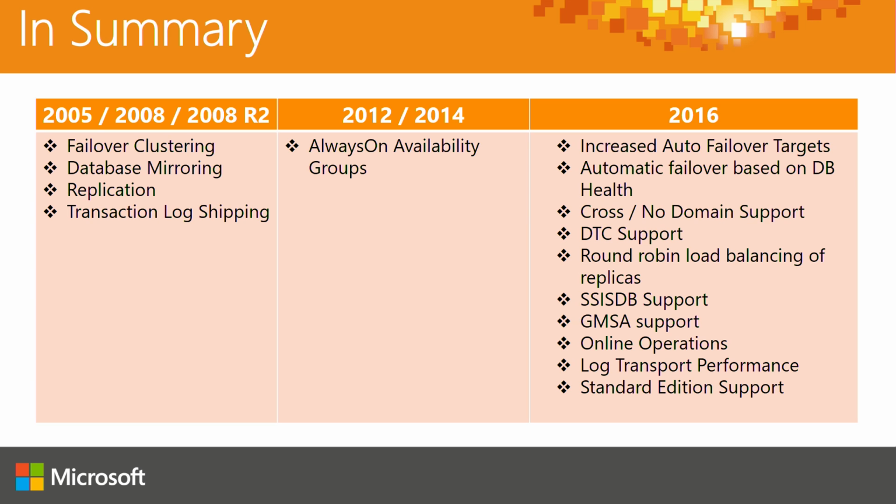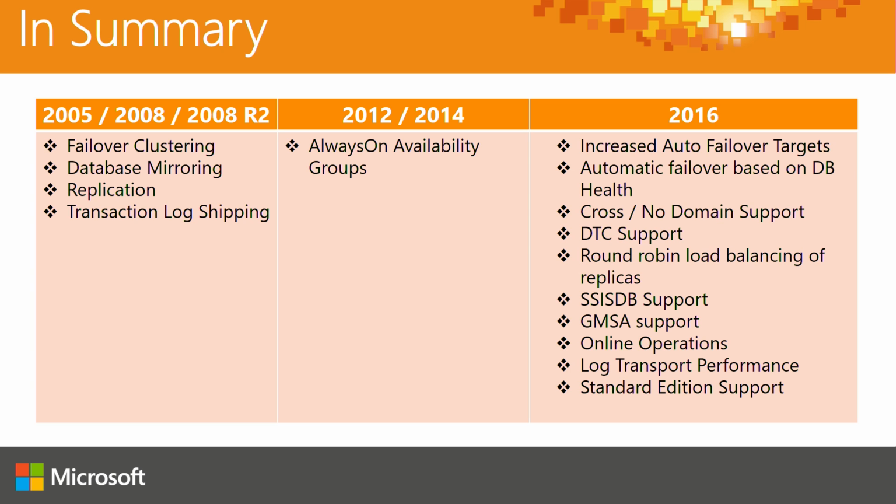The big thing that I think is the Windows updates with the cross-domain support and no domain support. That's going to open up availability groups to a lot more people and a lot more organizations to distribute their data more efficiently and obviously provide greater HA to their back-end systems.